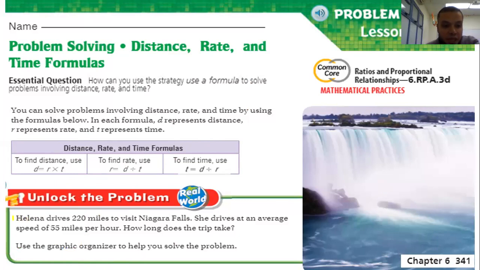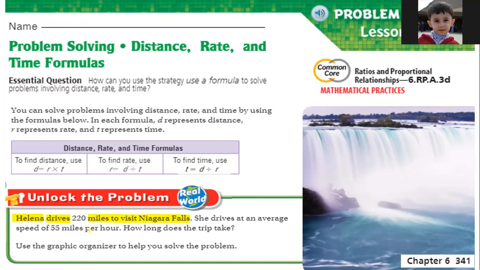Please look at the screen right now. Helena drives 220 miles to visit Niagara Falls. So this number, 220 miles, inside your mind, what does it represent? The first one who raised his hand. Yes, what does the 220 represent for you? Distance. So we have D right now.